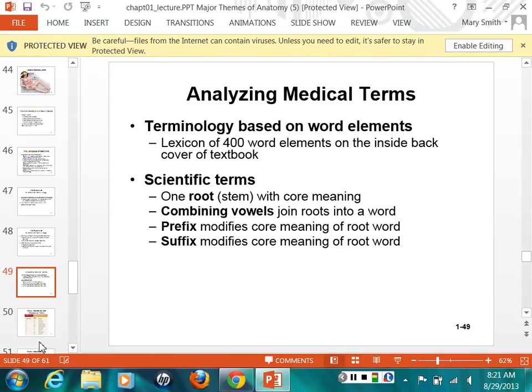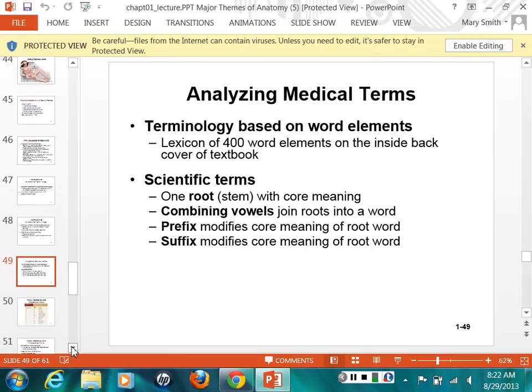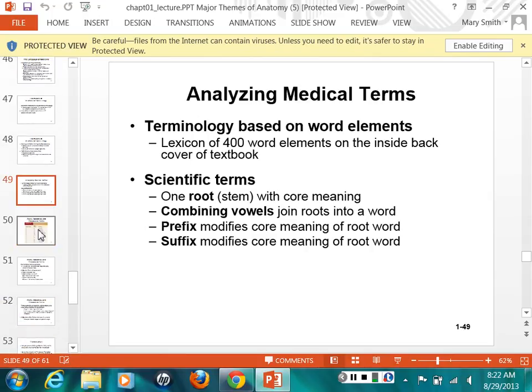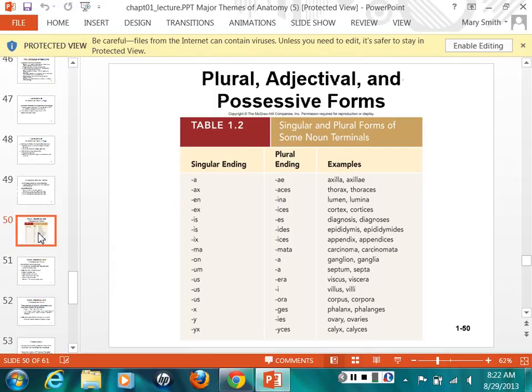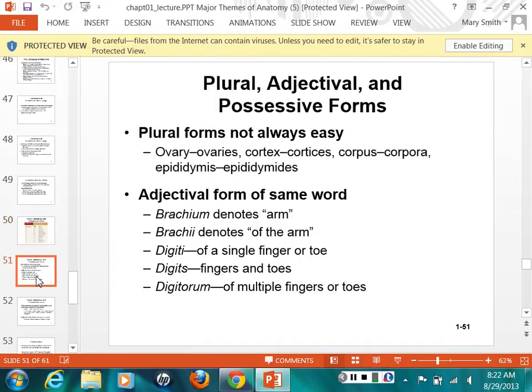So I just want terminology based on word elements. This is that lexicon I was referencing to you guys just a few minutes ago. Combining vowels, prefix to suffix, things of that sort. With these adjectivals, plurals, possessive forms, you guys need to take medical terminology because you'll get into all of that there. Let me just mention these adjectival forms of the same word. Okay, I know on your test, in your lab and also in your textbook, they have body regions.